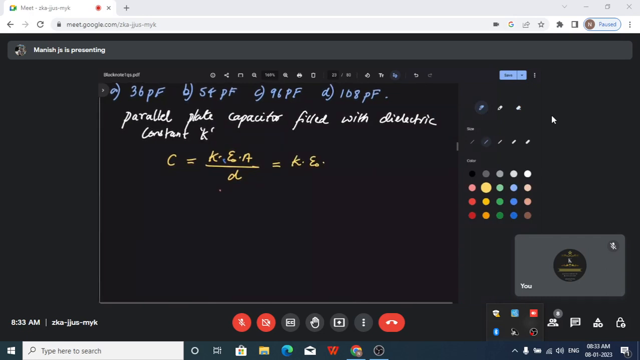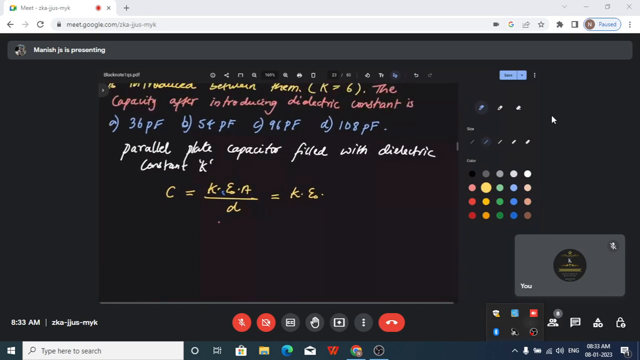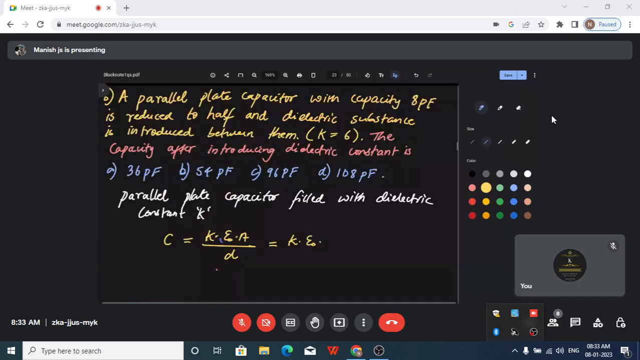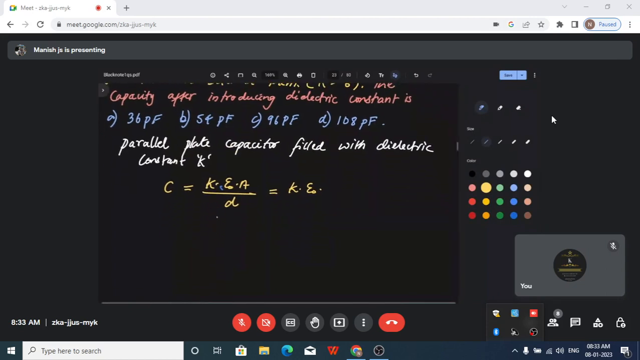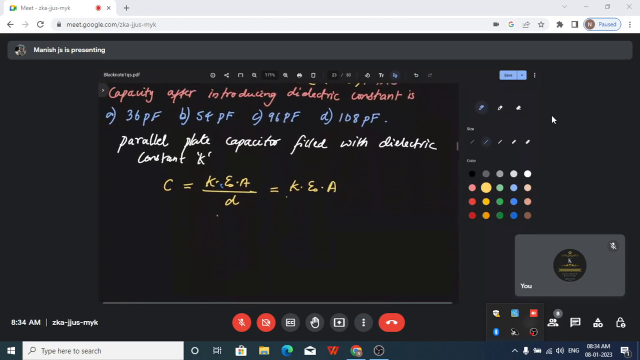What happens to the area of the capacitor? When you reduce the distance between them, what is happening to the corresponding area is what we try to understand. Okay, area would remain the same, but the distance alone we are just reducing by half. So A you keep it. Distance will be D by 2. That is what you need to remember.